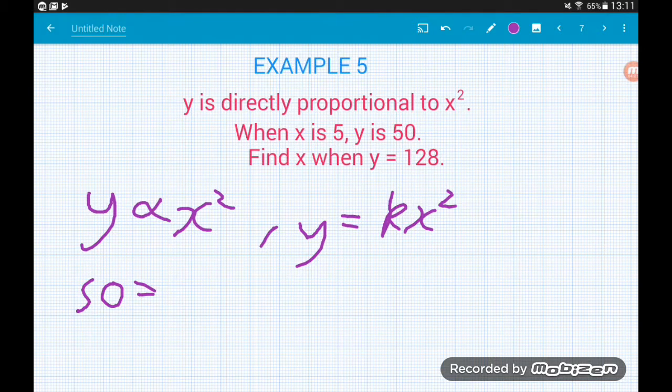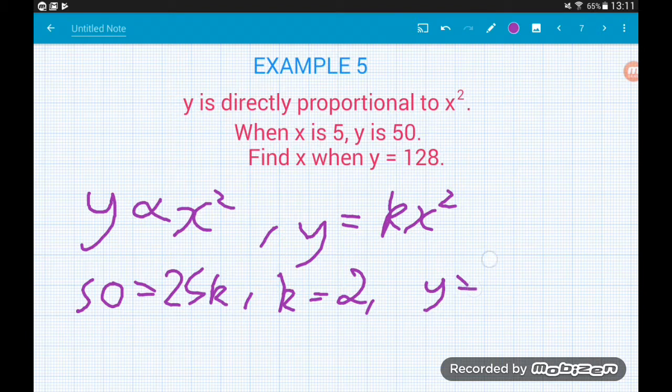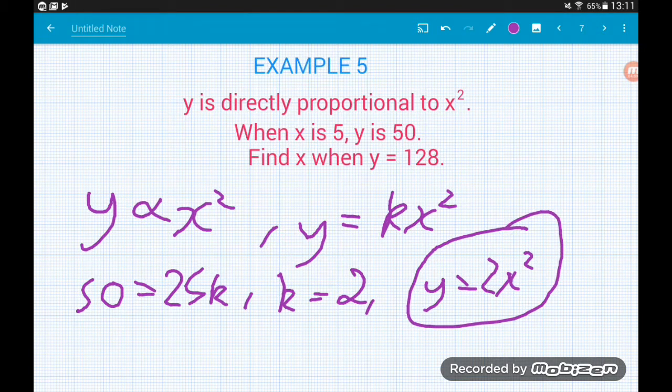k times 5 squared. Now 5 squared is 25. So we get 50 is equal to 25k. Now if we divide both sides there by 25, that will tell us k is equal to 2. And then the exact formula between our two variables is y equals 2x squared. So that's our formula linking y and x together.